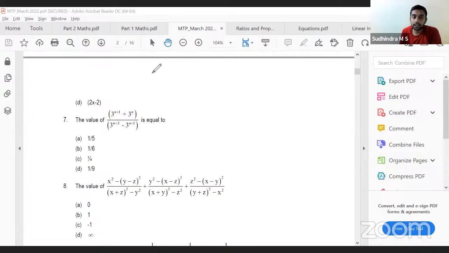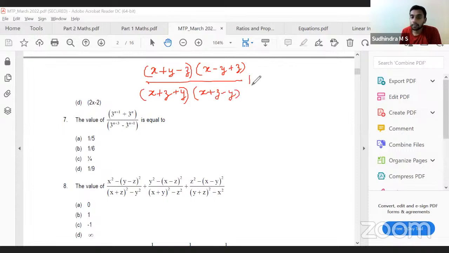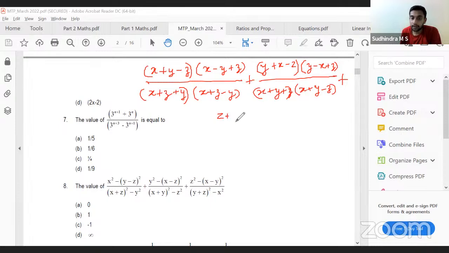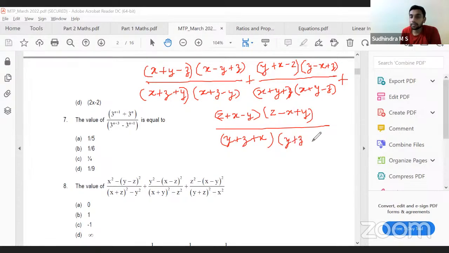X square minus y minus z square is x plus y minus z into x minus y plus z, a plus b into a minus b, divided by x plus z plus y into x plus z minus y, plus y plus x minus z into y minus x plus z divided by x plus y plus z into x plus y minus z, plus z plus x minus y into z minus x plus y divided by y plus z plus x into y plus z minus x.